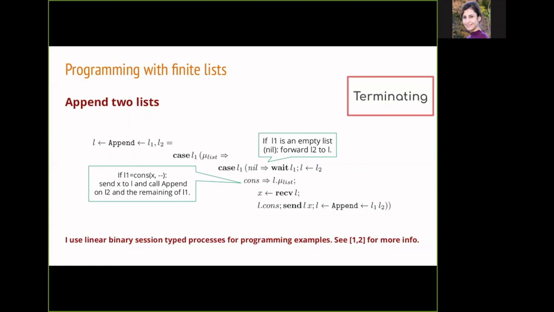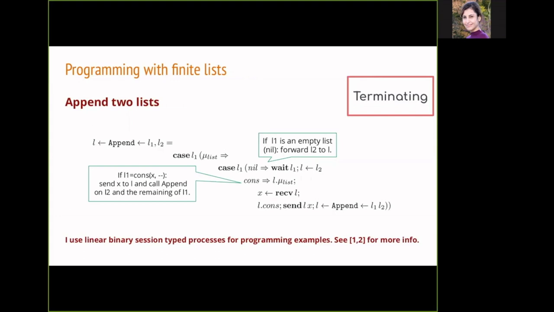It receives two lists, L1 and L2, as its resources and appends them in a new list, L. The way it does it is to first case on the list L1, and unfold a definition of list using this new list, and then it will look inside the structure of the list. If it is an empty list or nil, all we need to do is to forward L2 to L. If it is a cons of some element x and some continuation L1 prime, we send x to L and call append recursively on L1 prime and L2.